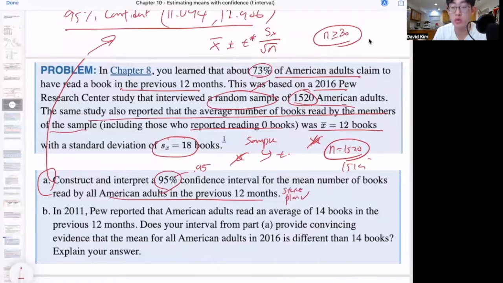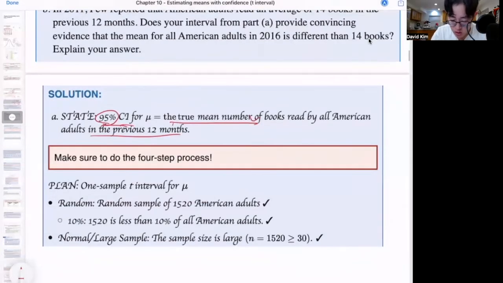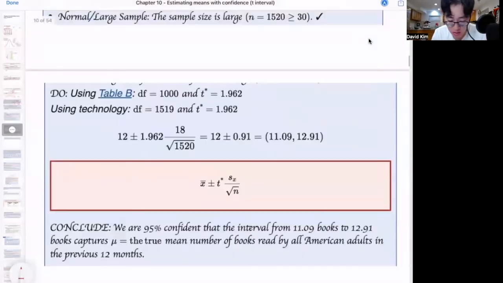State, what are we doing? We are constructing a one-sample t-interval. We're constructing a confidence interval for the true mean number of books read by all American adults in the previous 12 months. You always start with a confidence interval, a 95% confidence interval. We're constructing that for the true mean number of books read by American adults in the previous 12 months. That's what it would say. So that will check, and I told you what the plan part would be.